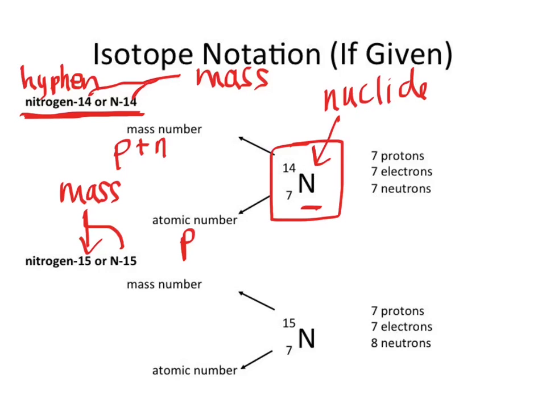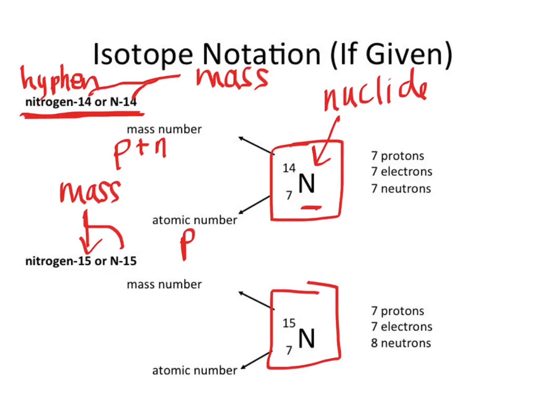So if I just told you nitrogen, what mass would you use? Where would you go to find the mass? You'd go to the periodic table and you'd get a whole number from the periodic table. So we would take 14.00874 and round that to 14. But usually we're going to put a hyphen there and give you the mass number, or we'll give it to you in this nuclide notation like we see here.